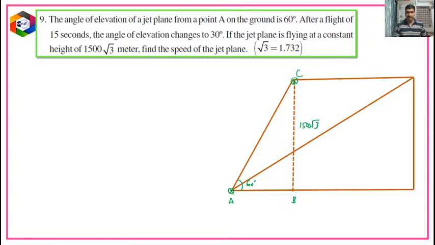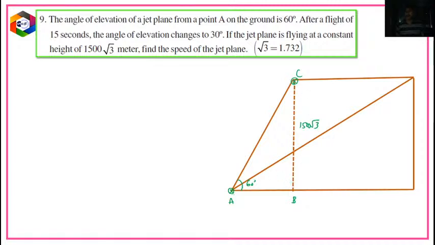Let us observe that at C first the jet plane is there, and now, yes children, the power is off, that's why there is a problem. Okay, the screen will be clear for you.